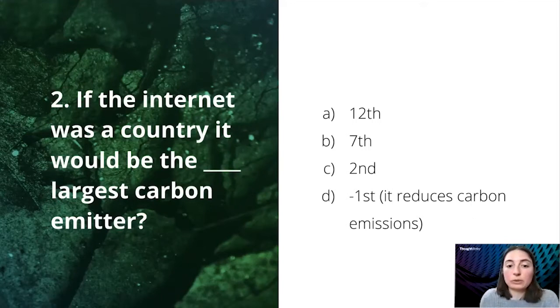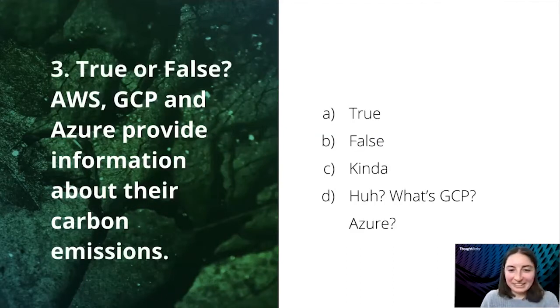All right, next question. So if the internet was a country, it would be the blank largest carbon emitter. So the 12th, the 7th, the 2nd, or it actually reduces carbon emissions. All right, got some B's coming in. All right, so got a pretty smart crowd. The answer is B, the 7th. Cool, on to the next one.